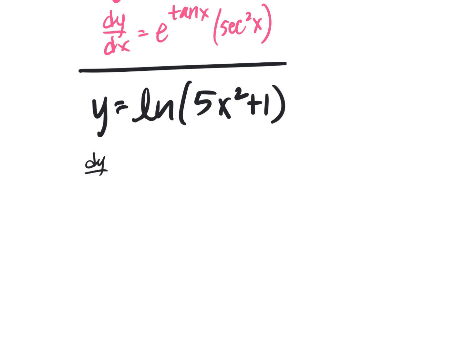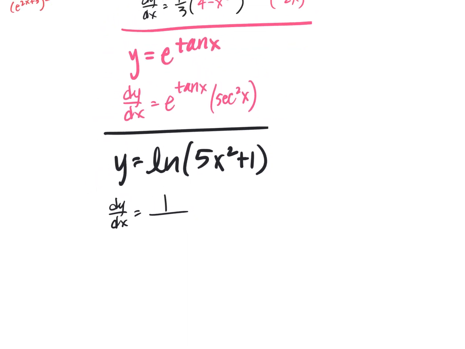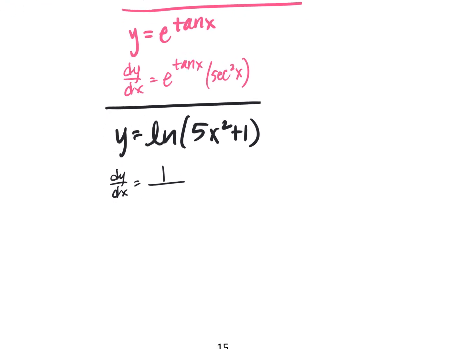What's the derivative of that outer? What's the derivative of natural log of anything? Yeah, 1 over the what? Nice. 5x squared plus 1. You always put that whole quantity in there. But then we got to make sure that we're multiplying it by 10x.